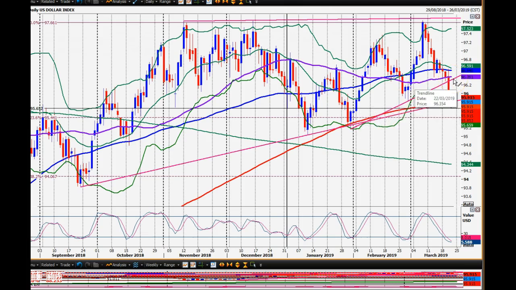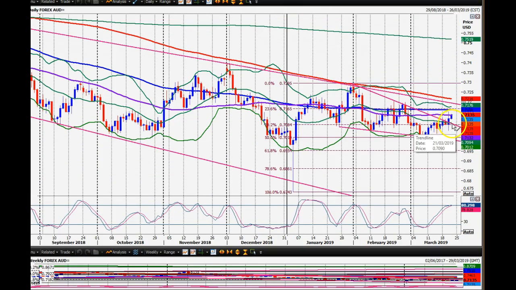So 96.35, 96.40 would be your first resistance on any bounce in the dollar index, and then we'd have to get through that 100-day moving average at 96.54, which, as you can see, did have an effect on the way down. It certainly did manage to offer some good support until we collapsed.